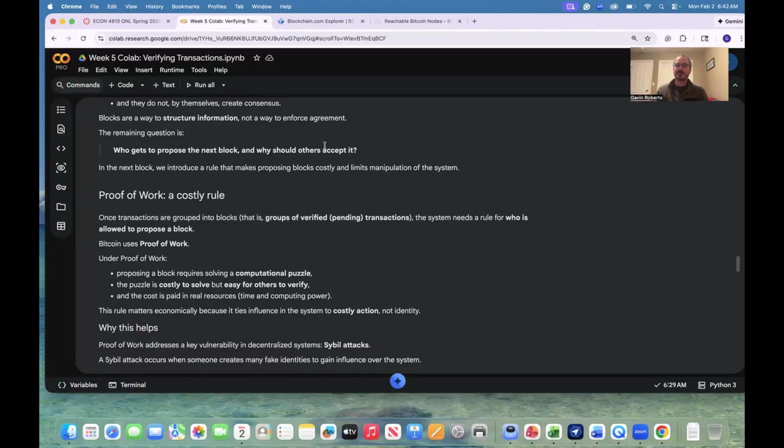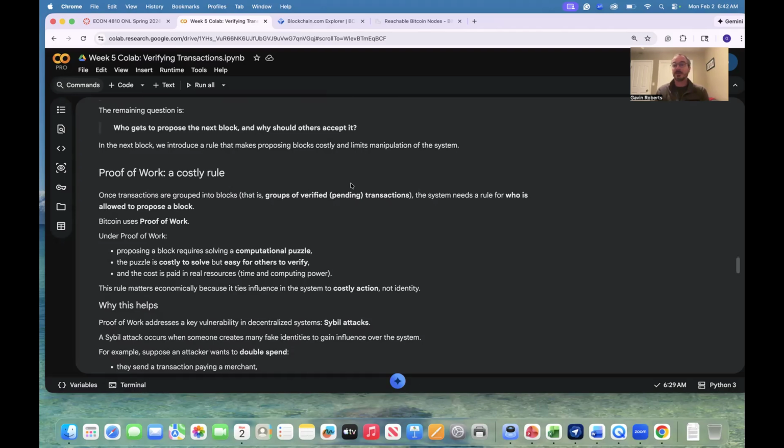So blocks are a way to structure information, but not yet a way to enforce agreement. So the one remaining question is, who gets to propose the next block and why should others accept it?